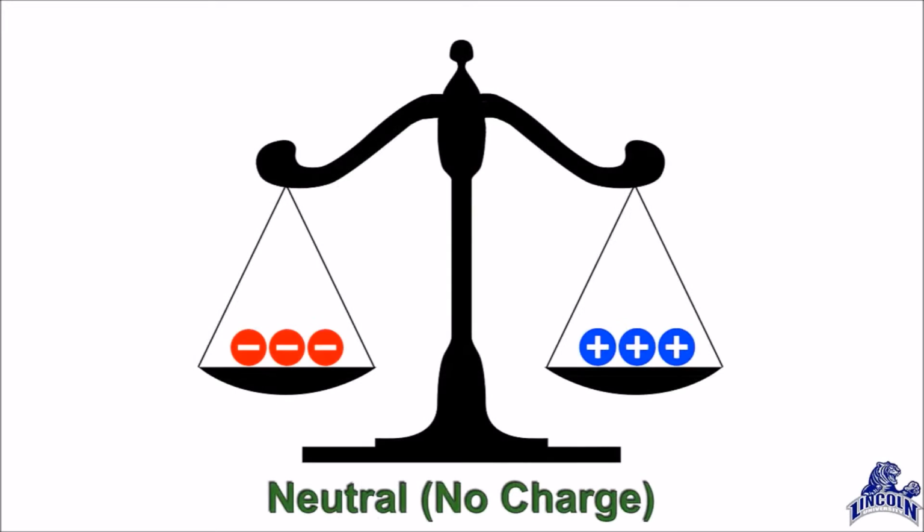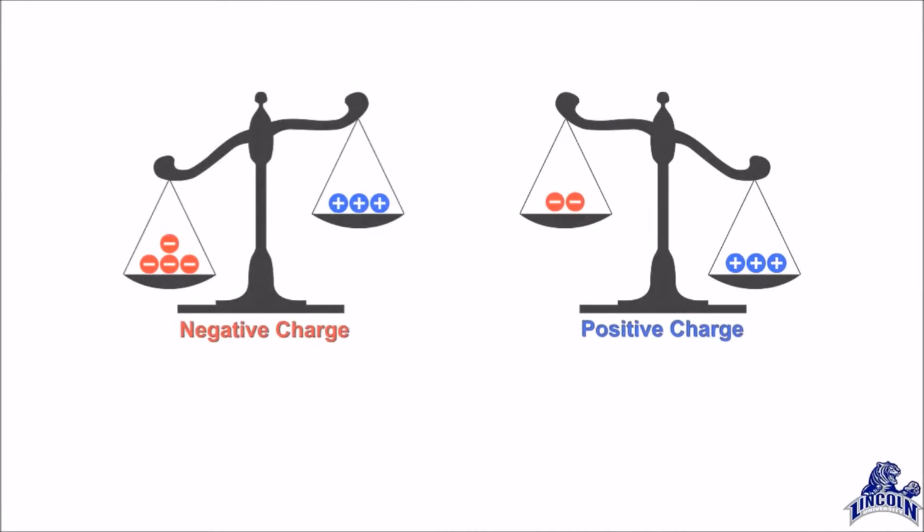Atoms are naturally neutral, meaning that for every positive proton, there's a negative electron to balance it out. However, when an atom gains an electron or gives one away, it becomes unbalanced, which imparts a charge. The atom is now considered an ion.